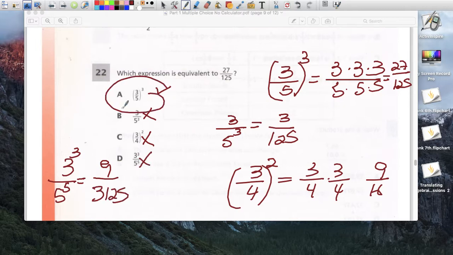Remember, the difference between A and the other ones, or actually A and B and D, is that A has parentheses and the exponent is outside. So the exponent is affecting everybody inside. So it's 3 to the 3rd power and 5 to the 3rd power. Whereas if you look at letter B, you get 3 over 5 cubed here. This exponent 3 is only affecting the 5. It has nothing to do with the 3 on top. So just be careful with that.